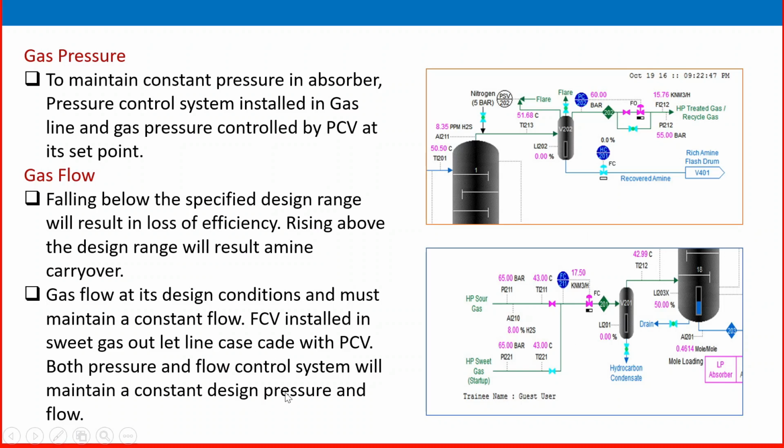Both the pressure and flow control systems will maintain a constant design pressure and flow. That is very important. So pressure and flow parameters are very important and will affect the performance of the absorber. That is the important fact.